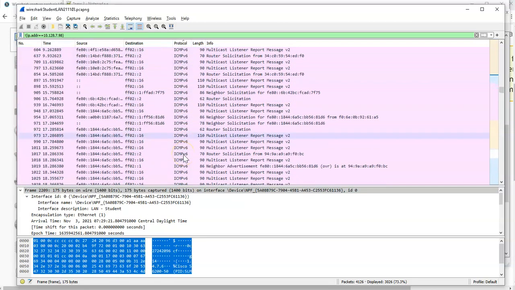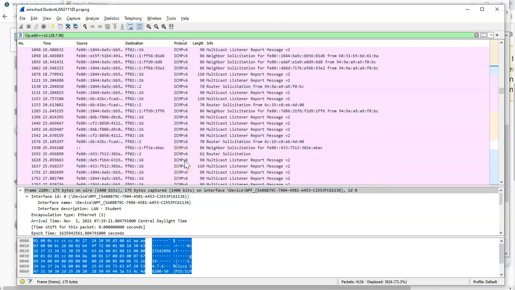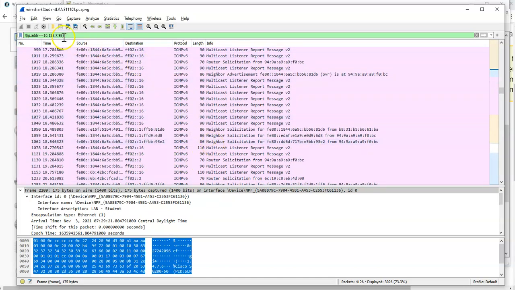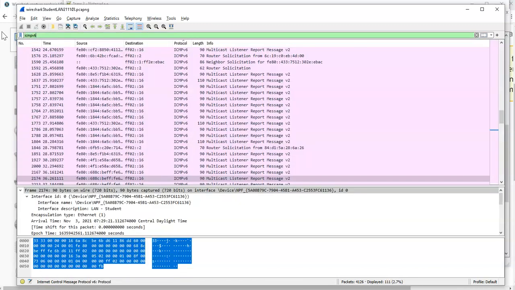If you have a ton of them, remember what you can do. There's a lot of ICMPv6. I want to count those instead of by hand. I just put up here in the capture or display filter ICMPv6 and hit enter, and then I can see down here there's 111 ICMPv6s.